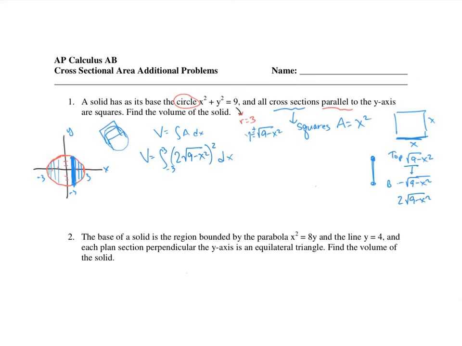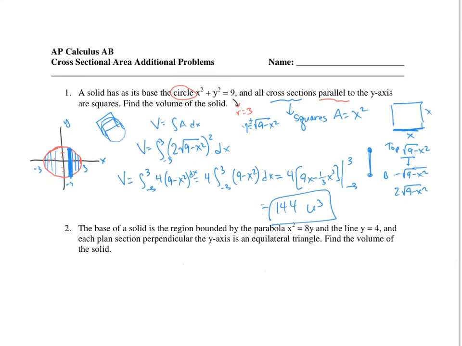Okay, so we're going to go ahead and integrate this. We get the volume equals the integral from negative 3 to 3 of 4 times 9 minus x squared, after I square that, which ends up being 4 times the integral from negative 3 to 3 of 9 minus x squared dx. Forgot the dx here. This ends up being 4 times 9x minus 1/3 x cubed, after I integrate on the bounds from negative 3 to 3. And this answer ends up coming out to be 144 cubic units.